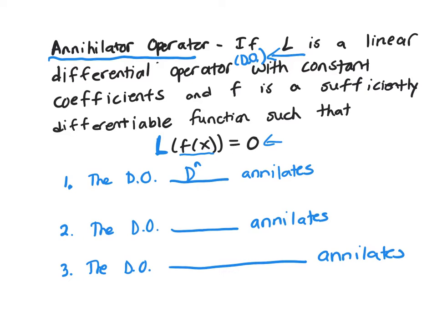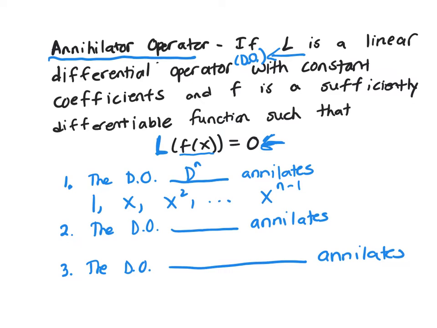But you know you have the correct differential operator, L, if you keep taking derivatives of your function and you eventually get down to 0. You need to memorize the following 3 operators. The differential operator, d to the n, annihilates anything that looks like or has the pattern of 1, x, x squared, up to x to the n minus 1.